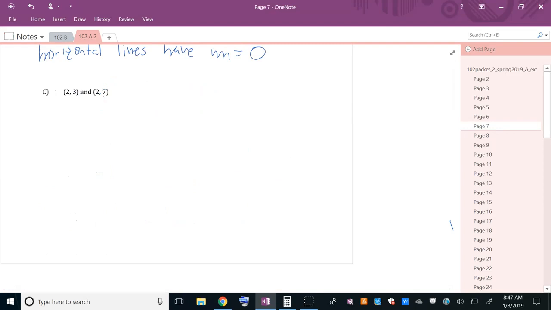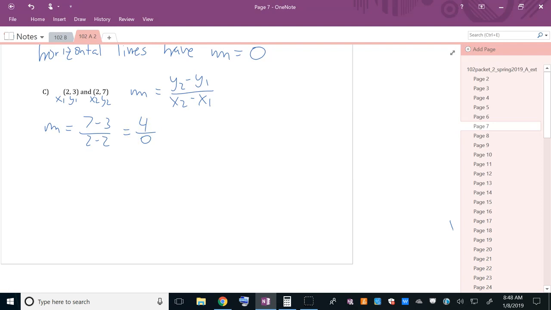Let's scroll down to my last 2 ordered pairs, and just because I've lost the formula, let's rewrite it for slope. So here I've got (2, 3) and (2, 7). So here's x1, y1, and here's x2, y2. So my slope is going to be 7 minus 3 over 2 minus 2. I get a 4 on the top, but I get a 0 on the bottom.